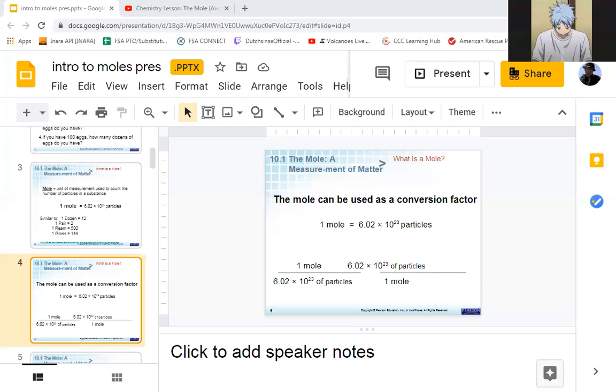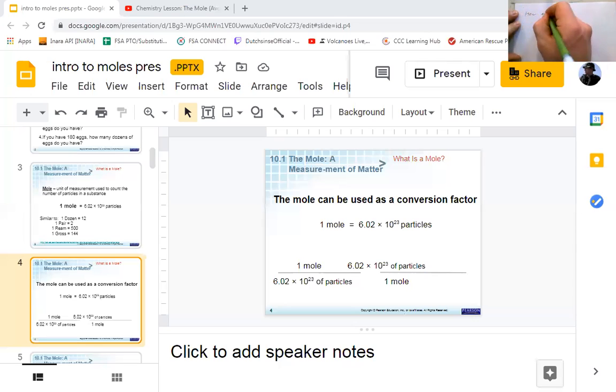Wait, so the molar mass over the given grams is the moles? Yes, molar mass over given grams is moles. Yeah, so it would just be translation from grams to moles. That's right. You just converted from grams to moles. That's the whole idea.